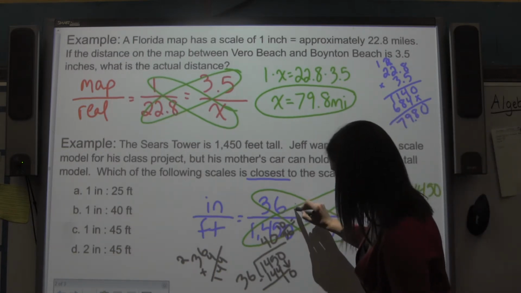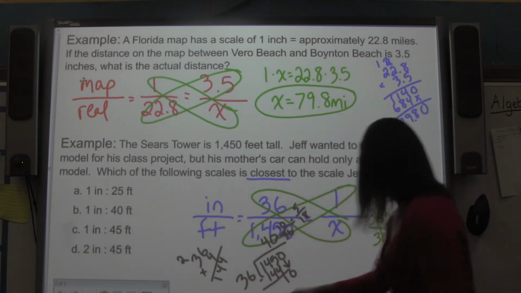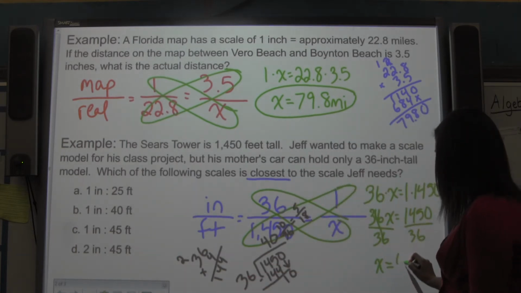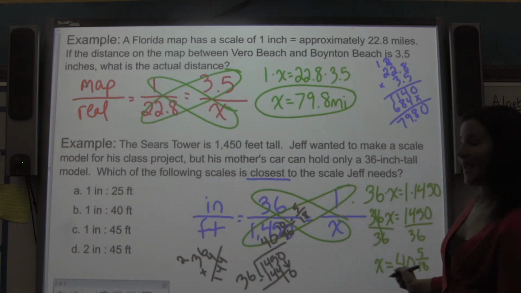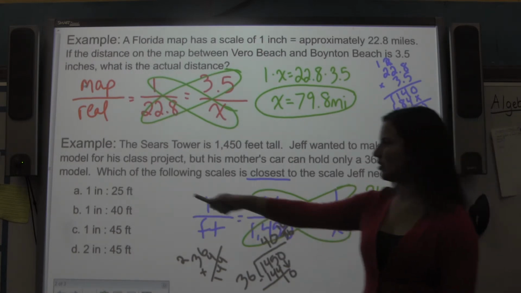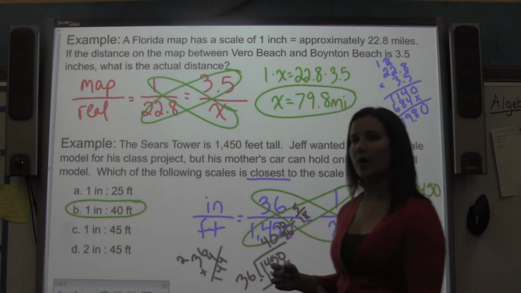I can reduce that if I wanted to 5/18. And so my answer over here was that x equals 40 and 5/18. So my scale has a 1 in the numerator and 40 and 5/18 in the denominator. So which of these choices is that closer to? Clearly it's closest to B, so I'm going to choose that answer.